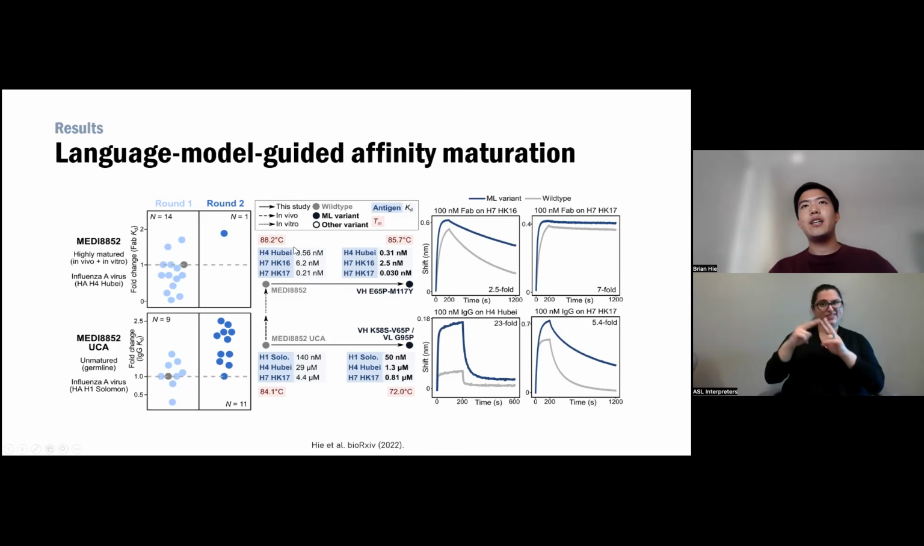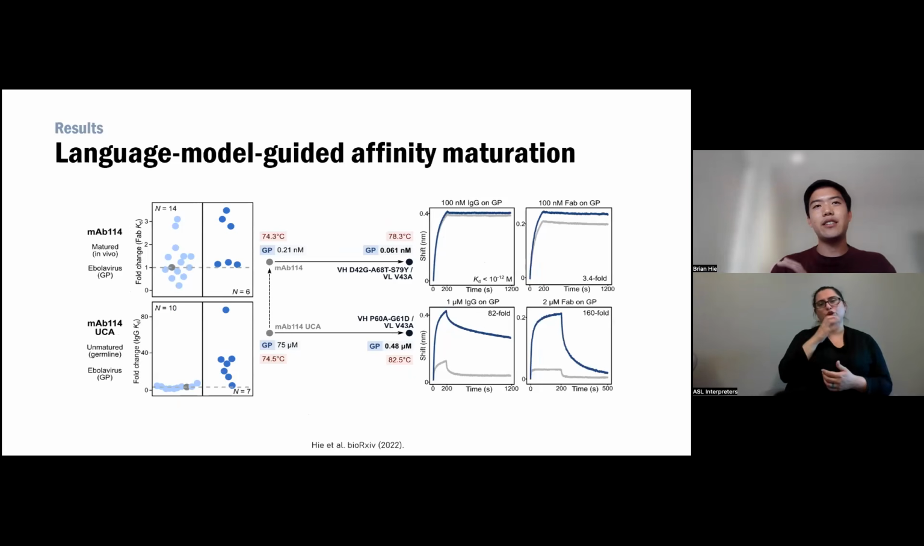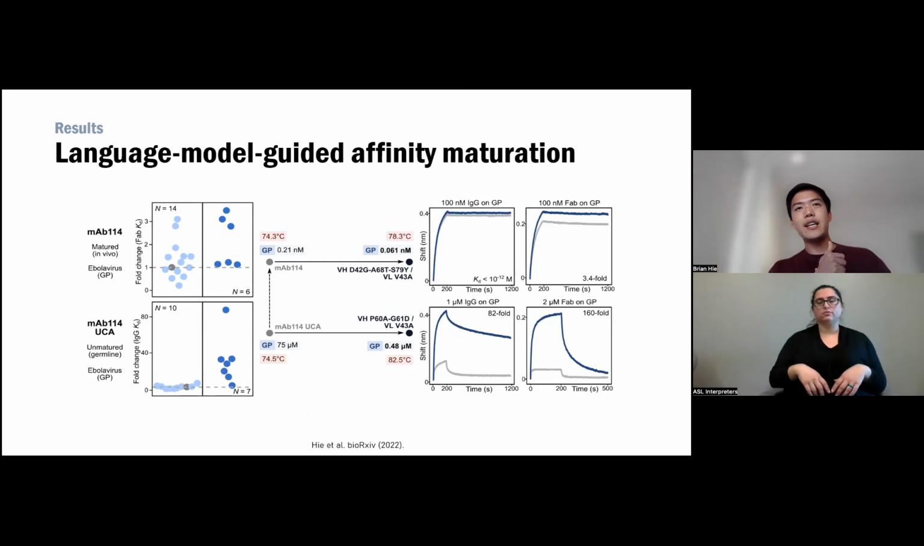We also measured thermostability in terms of melting temperature. And interestingly, for METI, it seems to be about the same. For the UCA, it might be taking a little bit of a hit in thermostability, but it still melts at a high temperature. So higher affinity for a lower thermostability. The remaining trajectories I'll walk through a little bit faster.